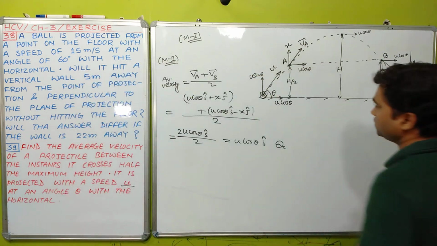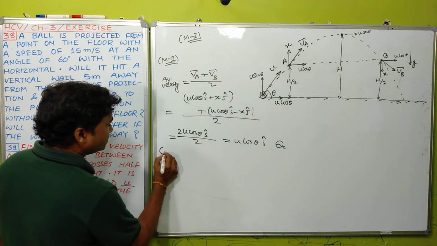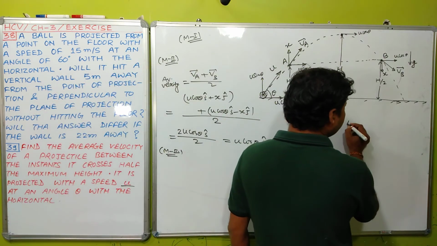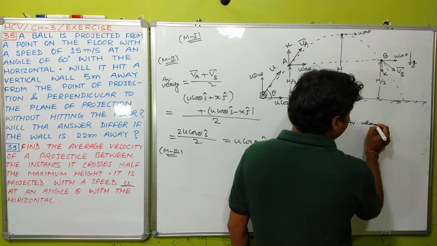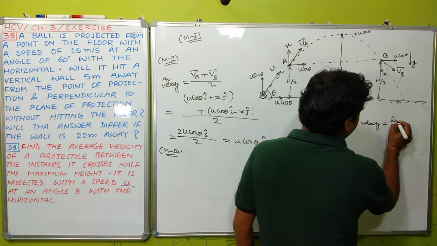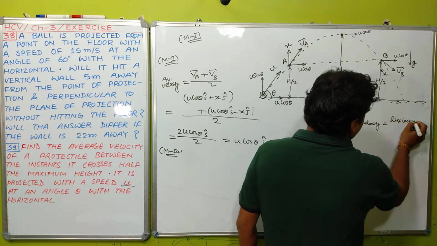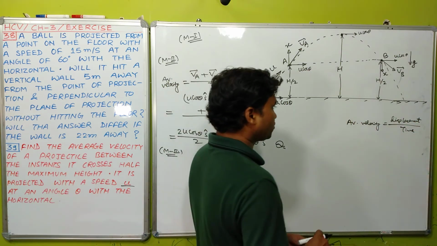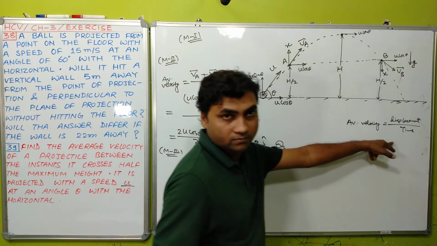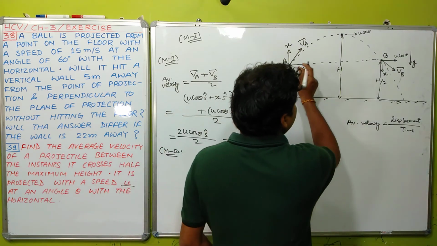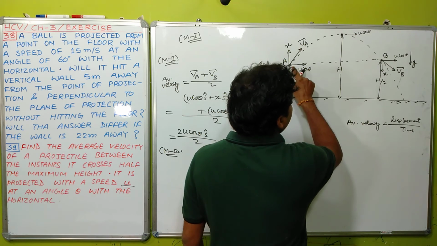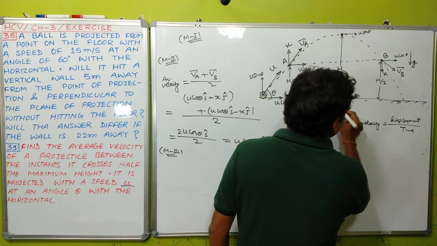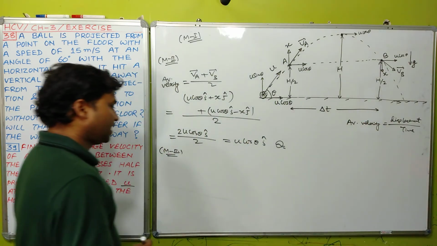In fact, you can also solve this question, student, by another method, method 3. If any student thinks that average velocity is also given by displacement divided by time, we know it. Okay, no problem. We can also solve this question using this formula. Just see how. Suppose the time taken by the particle to move from point A to point B is delta t.